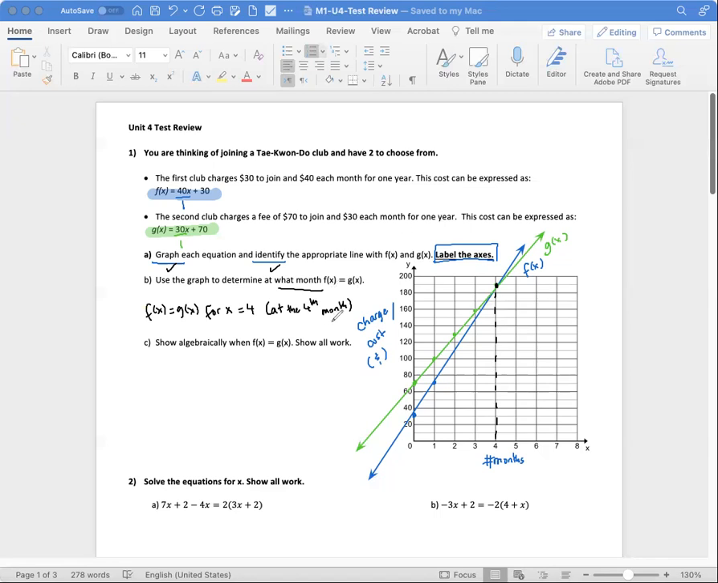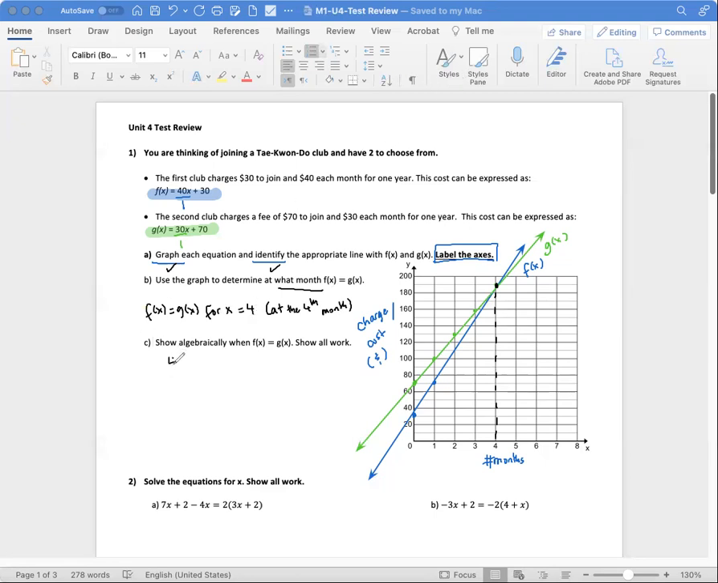Okay, or for the 4th month. So now let's go on to part C, which is show algebraically when f of x equals g of x. And when they say show algebraically, you're going to set these equations equal, and your answer should be this exact answer. If it's not, something is wrong.